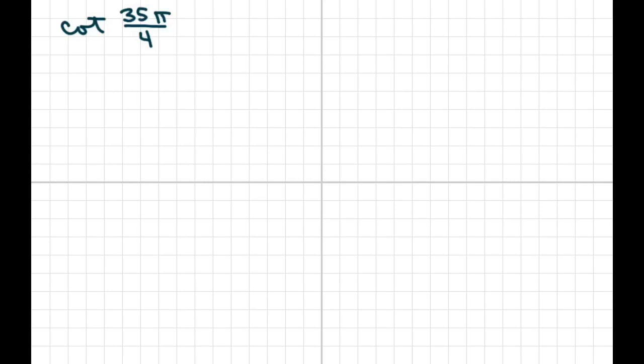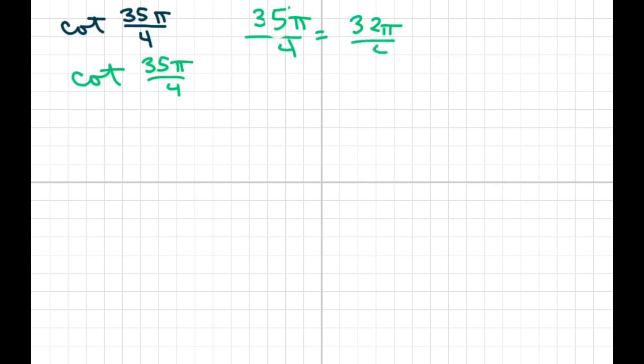And our last one is cotangent. I already wrote it down, why am I writing it down twice? So I'm going to keep subtracting 2 pi, which is 8 pi over 4. I know that 32 pi over 4 is 8 pi, and that gives you 3 pi over 4.